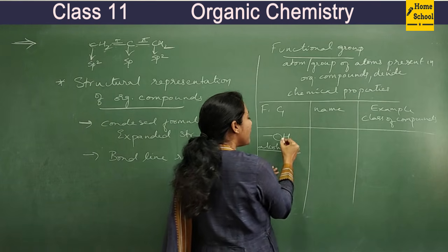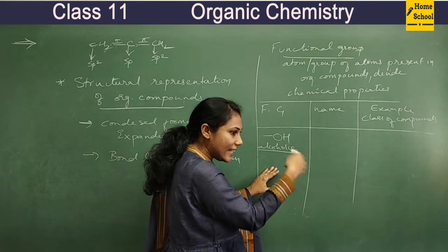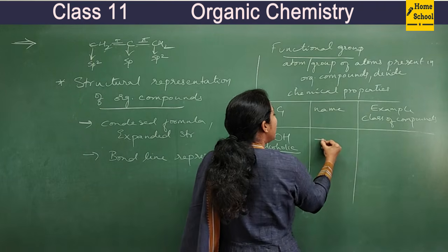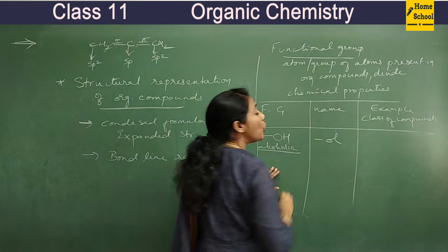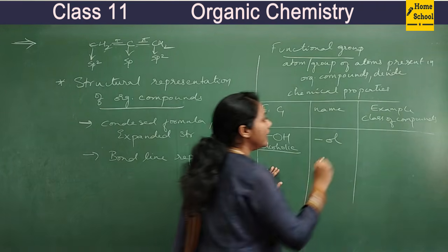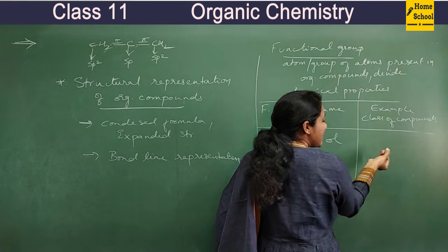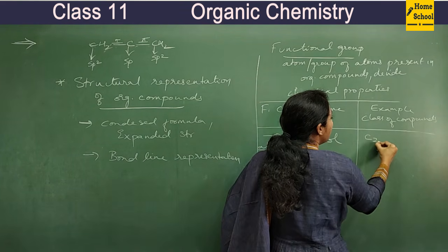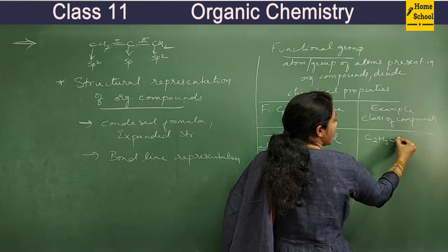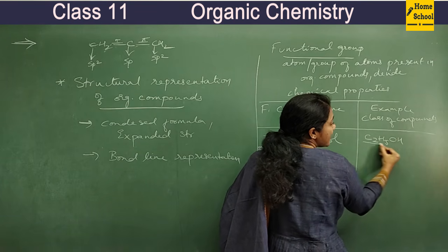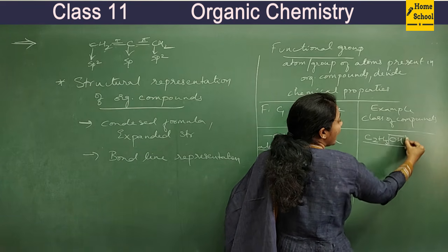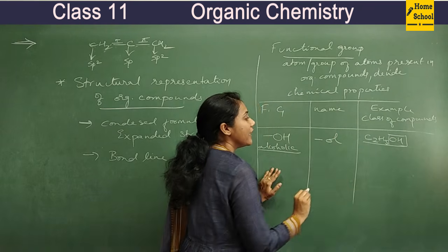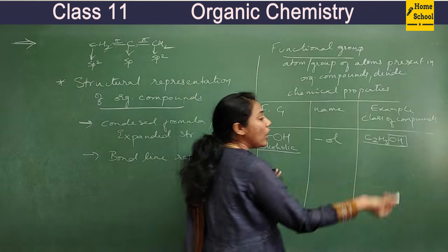Okay, so actually when you write its name in a molecule, you will write this group as OL. For example, you must have studied ethanol in your lower classes. So ethanol, how do you write it? C2H5OH, right? You see, this is one organic compound where you have this group OH. So its name is ethanol.